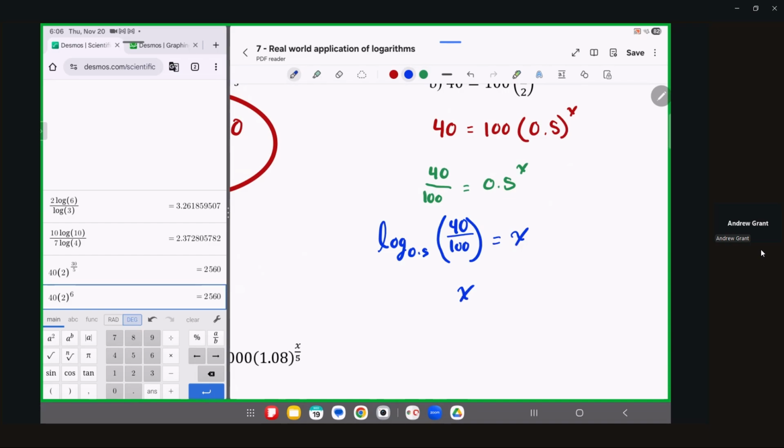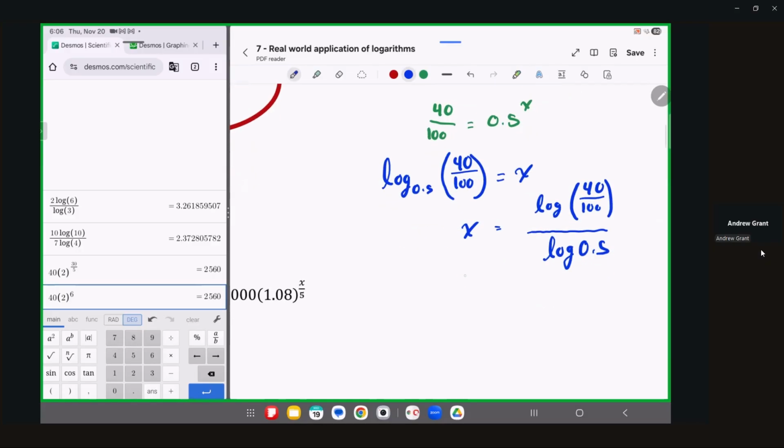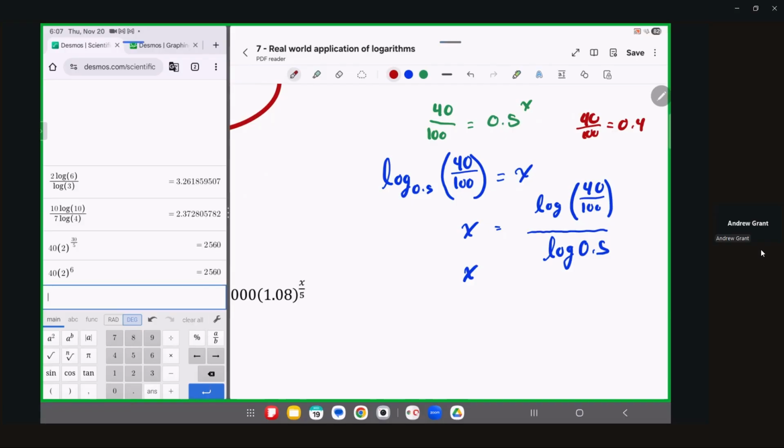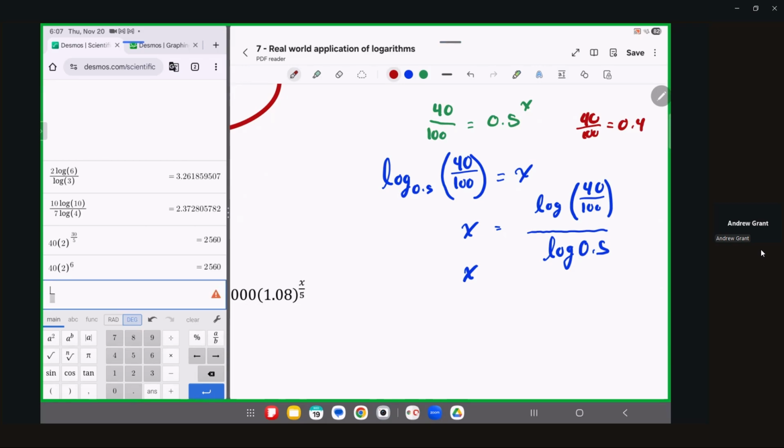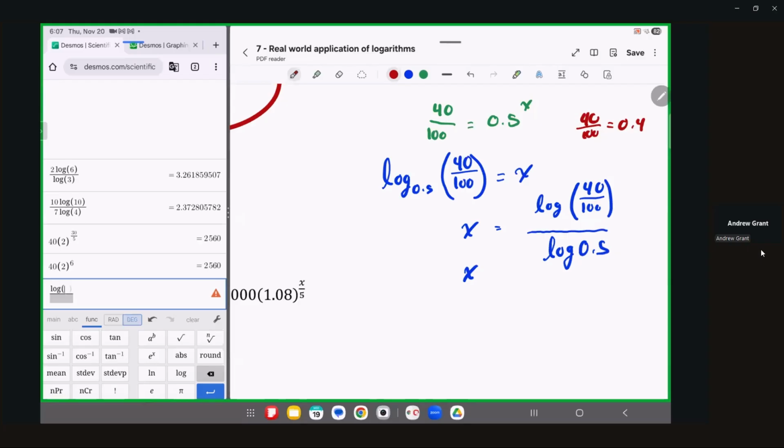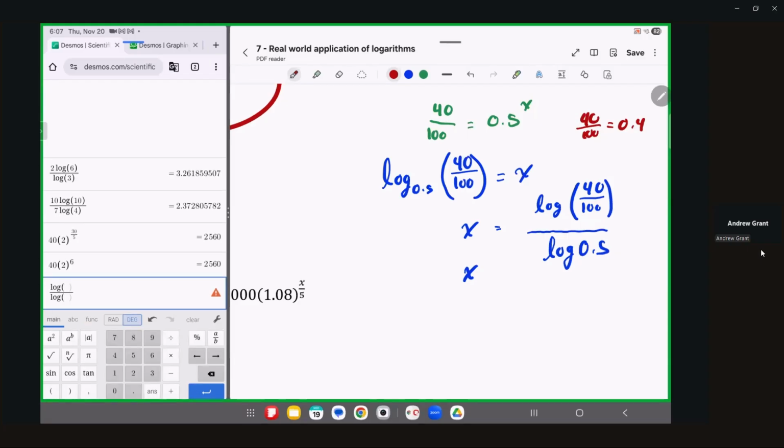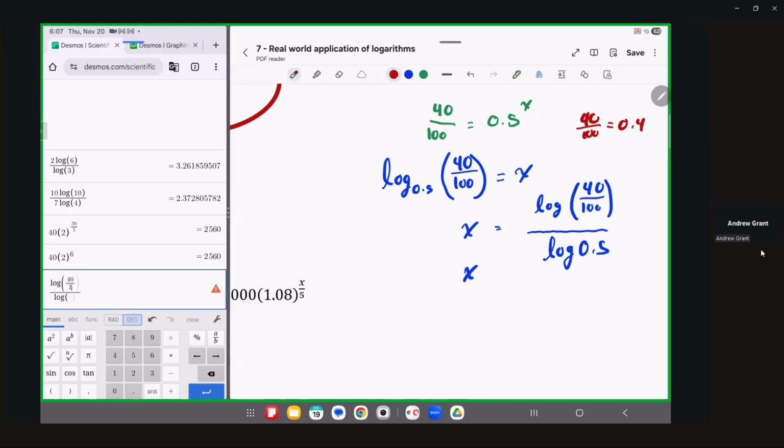And applying the change of base formula, we end up getting x is equal to log of 40 divided by 100 over top of log of 0.5. It's worth noting that if you needed to, you could go ahead and simplify 40 over 100 as being equal to 0.4. And if there are such simplifications available, that is a recommended way to proceed. But I wanted to show you that if you wanted to leave it as a fraction, you could do that. It's just a little bit more cumbersome to work with. But again, we're not too worried about that. So we type this into our calculator.